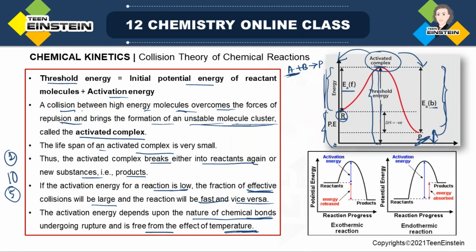Another energy profile diagram. Now you will be able to understand the difference between exothermic and endothermic. So when it is exothermic, product energy is less, reactant energy is high. This is the amount of energy which is released. So here energy is released, that means enthalpy will be negative.